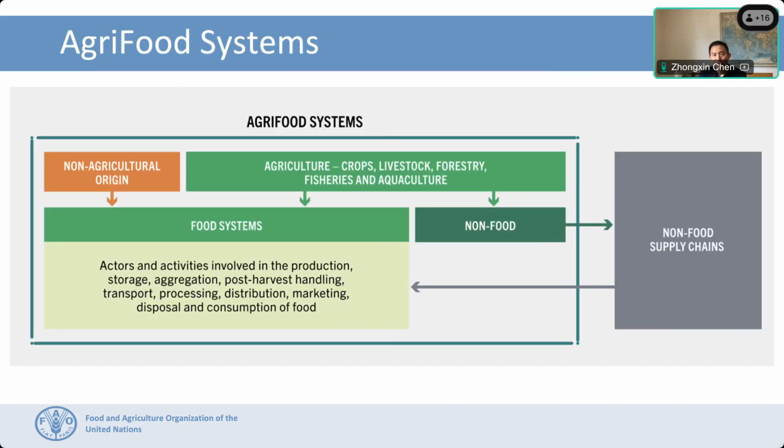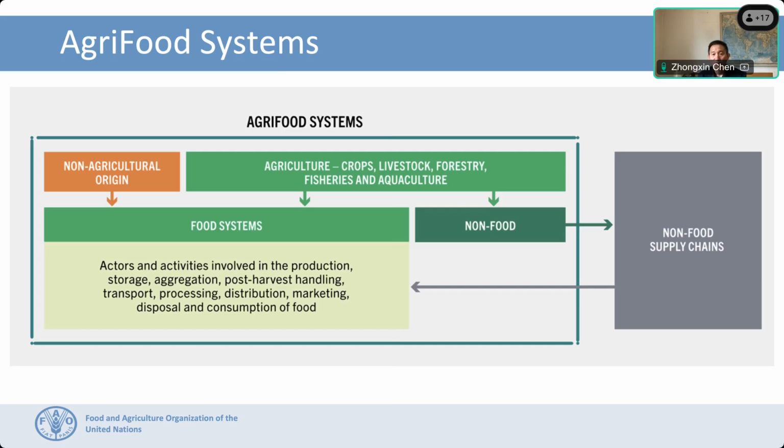Okay, so another concept I really want to share with you. I said at the beginning, everybody is relevant to food and agriculture. And you should also realize that from the year 2020, we use a new term, agro-food system. It's not just agriculture and food. It is a system. It involves the whole process of food production, storage, aggregation, post-harvesting and handling, transportation, processing, distribution, marketing, disposal, and consumption. This is really the whole process.